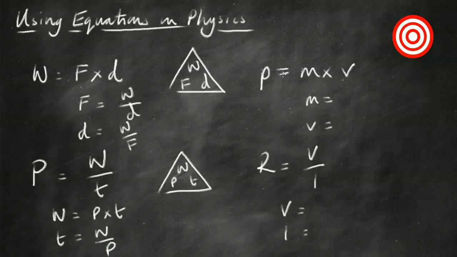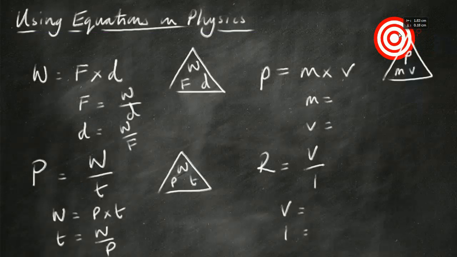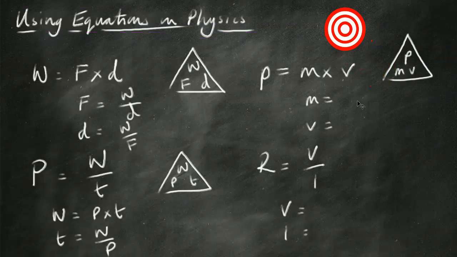Okay, here momentum one, I'm going to draw a triangle again. If I was covering up momentum, that would be at the top. M and V would be next to each other at the bottom. I'll just move my target. If I was covering up M, then I would see P over V, momentum over velocity. If I was covering up V, I would see P over M. So I can calculate those two.